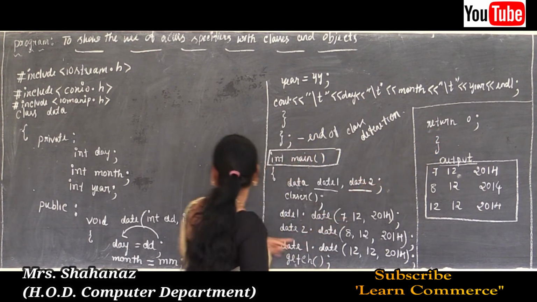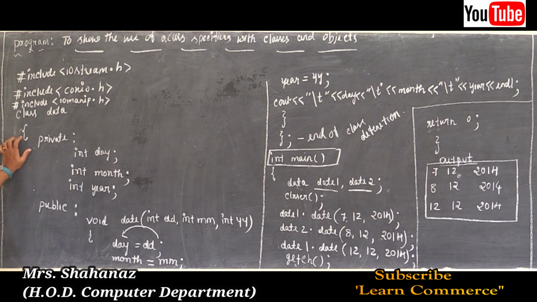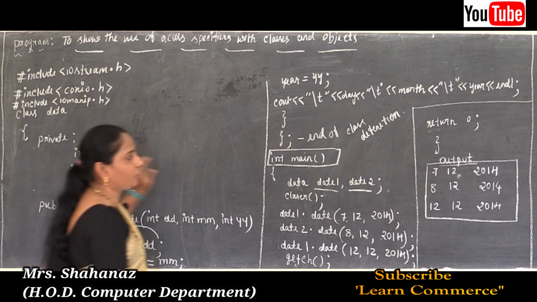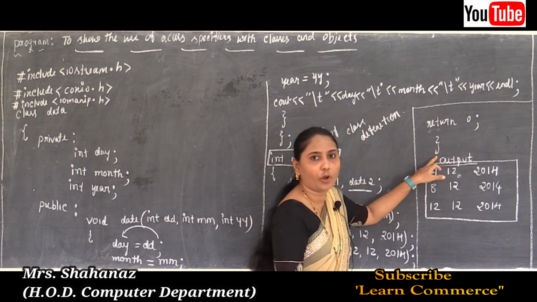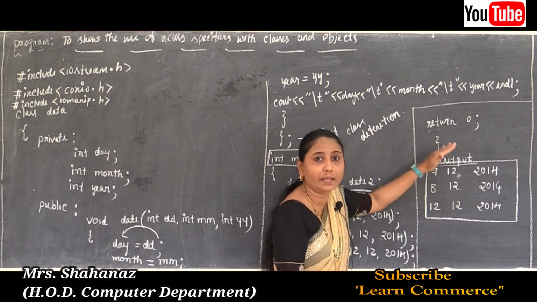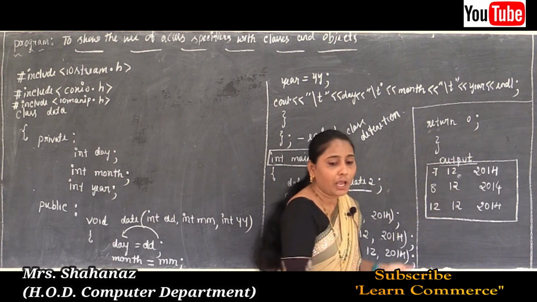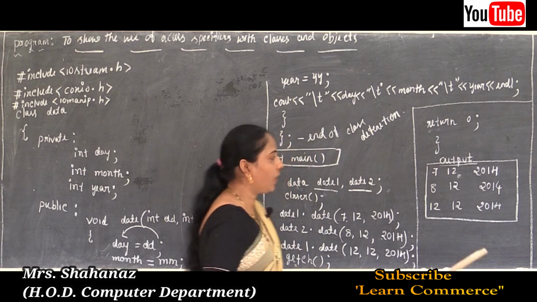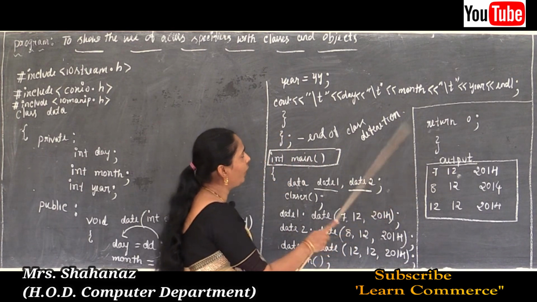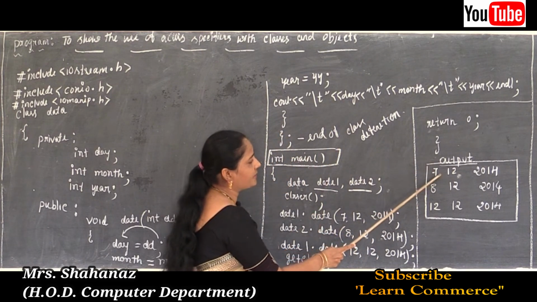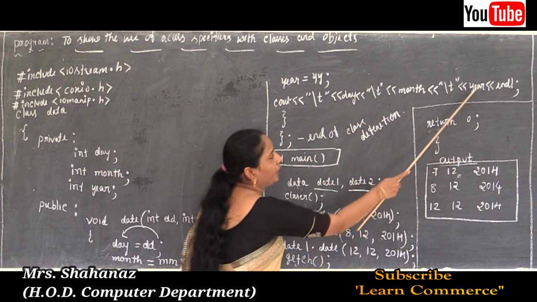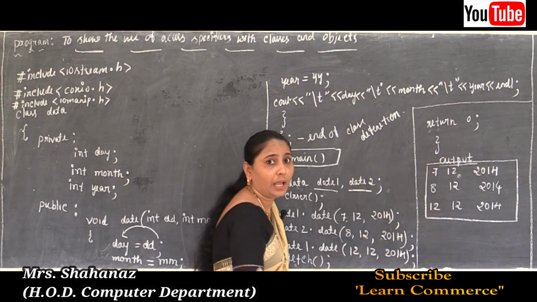And afterwards, we already opened the flower bracket, and such flower bracket is going to close at the end of the program, after the return 0. And this is the output of the program. Why? Because the day is 7, month is 12, year is 2014.